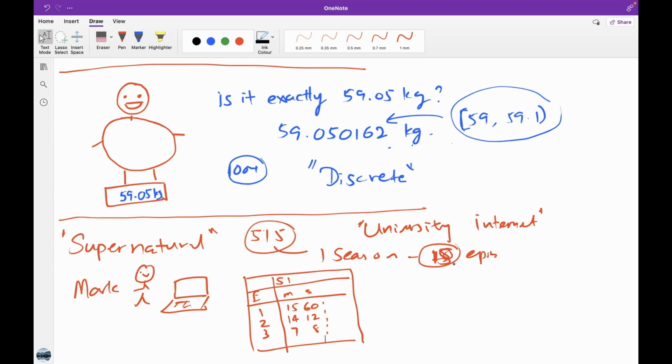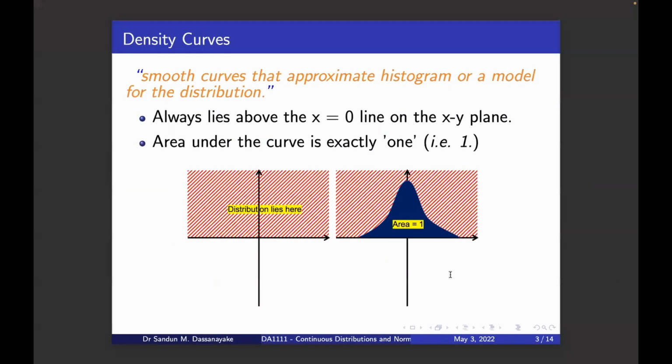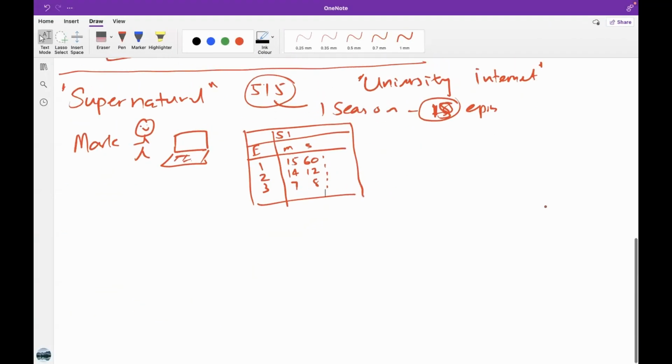Continuous distributions are built on these continuous variables. So we go back to the lecture. Now you know from the previous lectures that when we want to develop a frequency distribution, a histogram for discrete variables, the histogram would look like this. So if you want to develop a histogram for a continuous variable, it will look different from a discrete variable.